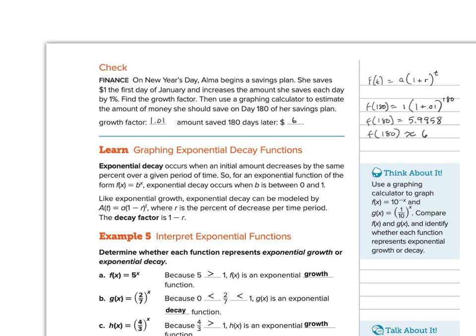So again, using the formula, we have the initial amount that she puts in is $1. So we have 1 plus the rate, which is 1%, which is 0.01. How long is it going to be happening over time? 180 days. So with that, f of 180 is going to be equal to 5.9958 and a little bit more of a decimal, rounding up to approximately $6 after 180 days. Okay, so that is exponential growth.